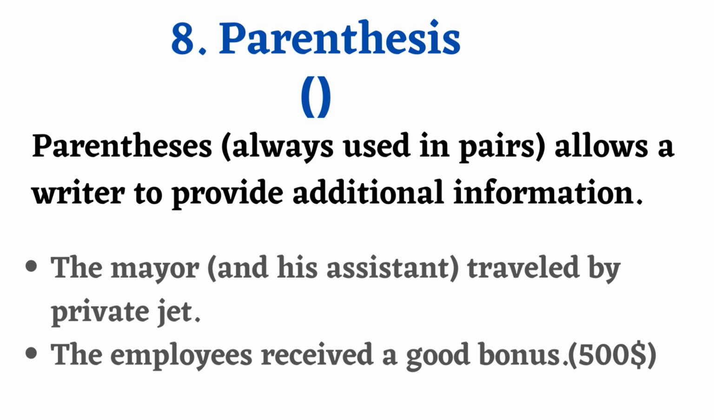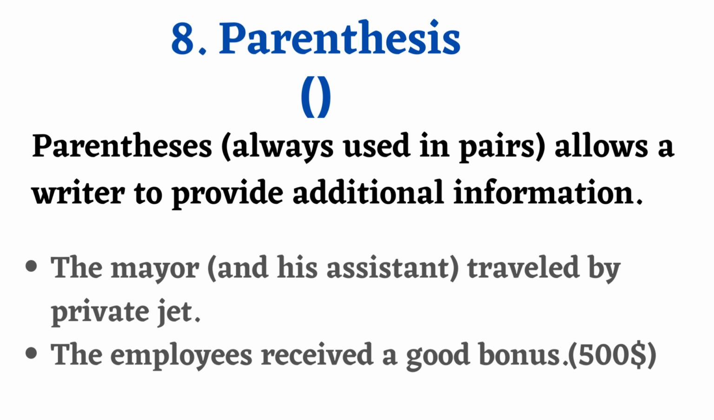The last punctuation mark we're going to look at is the parentheses. They are always used in pairs. They allow a writer to provide additional information. For example, the mayor (and his assistant) traveled by private jet. We could have said the mayor traveled by private jet, but in the parentheses we have "and his assistant." That provides more information that his assistant was together with him.